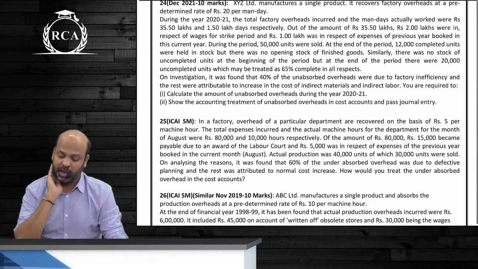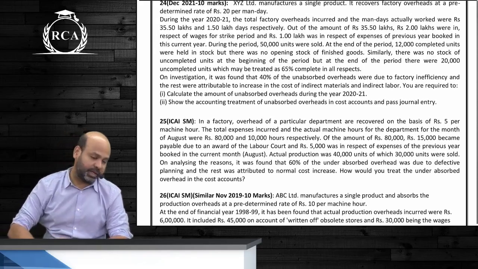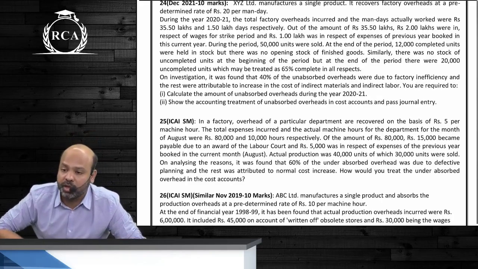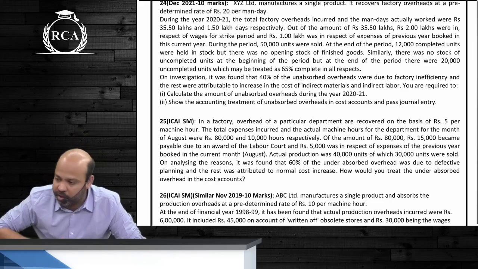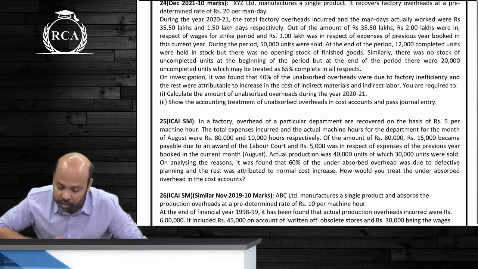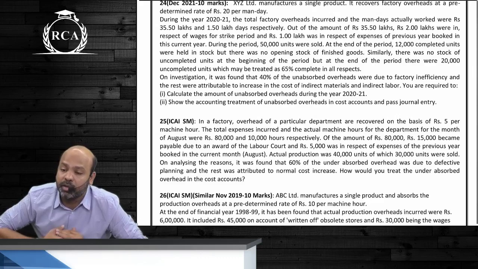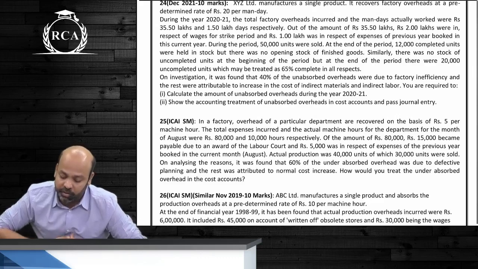So this 1 lakh also, because it is a prior period expenditure, it is not in relation to current year, guys. Obviously it should not form part of current year's recovery or under recovery or over recovery. Even that will get transferred to P&L. So though the amount is 35.5 lakhs, we are going to remove 3 lakhs out of it and consider only the balance 32.5 lakhs. What is our recovery rate given in the first sentence?